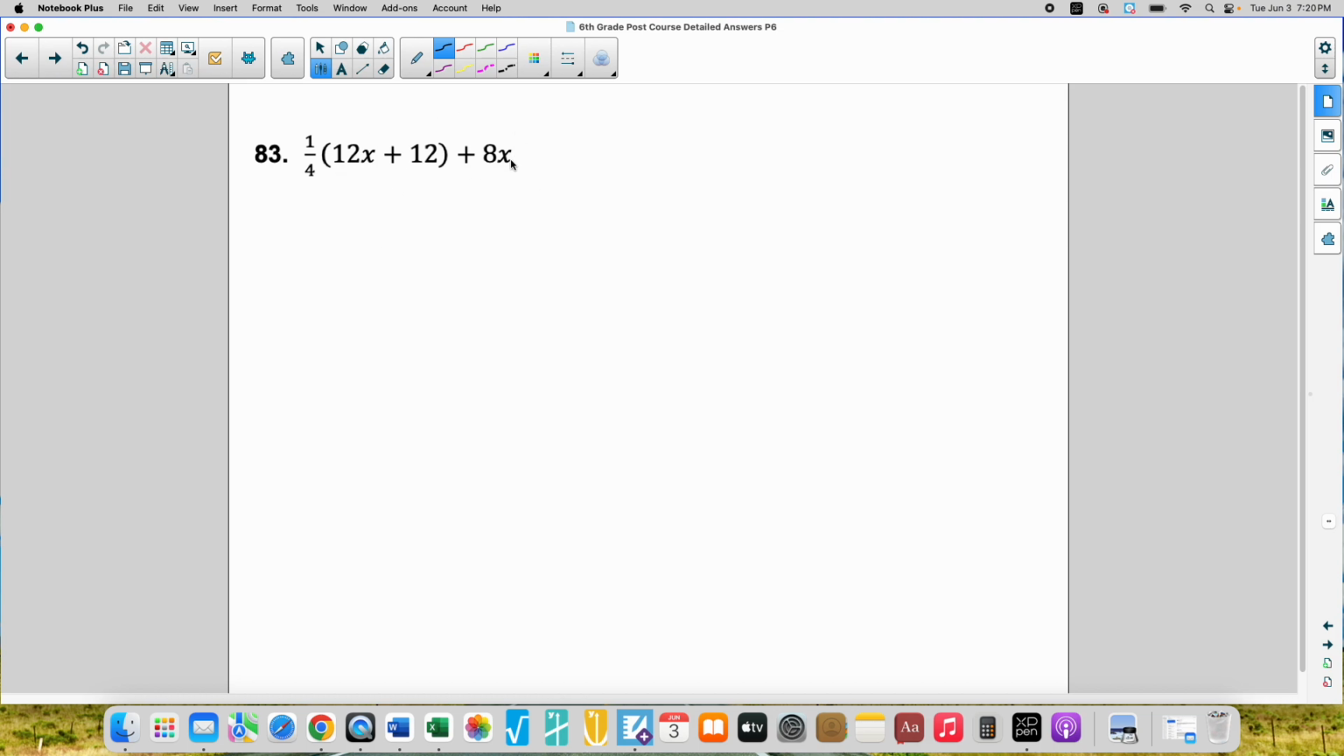Another one. We cannot combine these like terms. These are like terms, but we have multiplication, so we can't do addition before multiplication. These two can't combine because this is a variable and this is a constant, but we can distribute this 1/4. We need 1/4 of both of these quantities. So mathematically, 1/4 of 12x, and we need 1/4 of 12. And then we're going to add that to 8x.